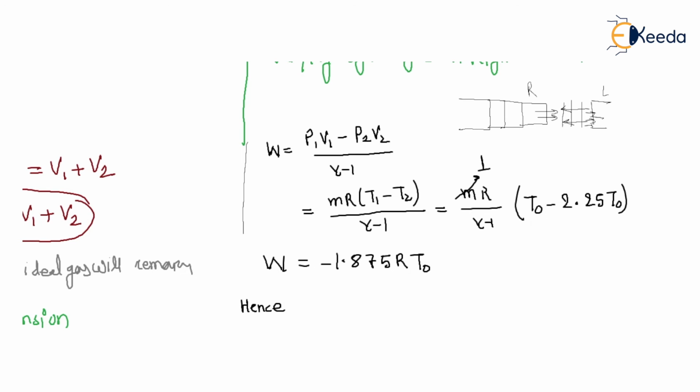Hence the work done per kg on the right chamber is 1.875 R T naught. So this is your final answer. Okay, thank you.